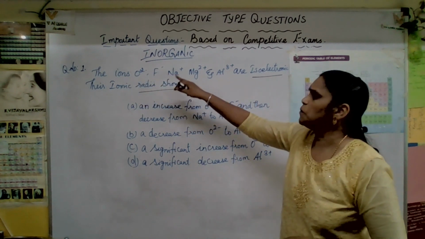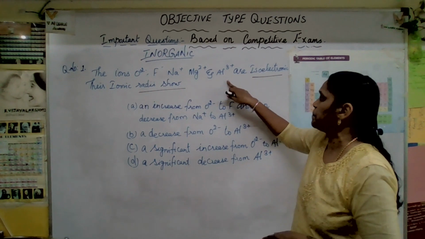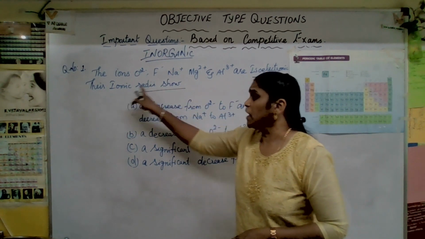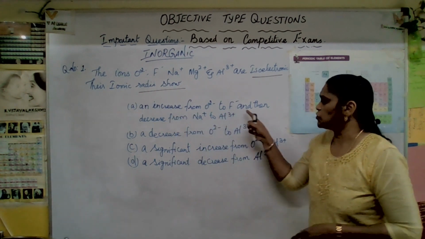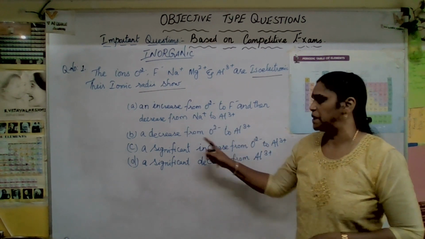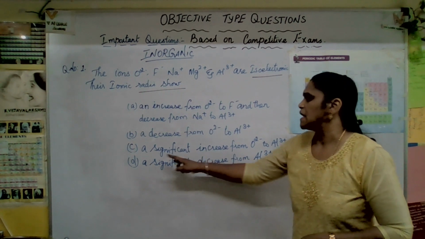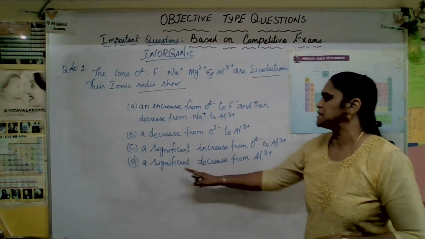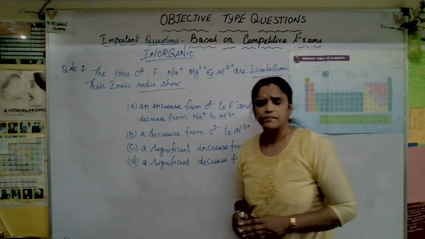The ions O2 minus, F minus, Na plus, Mg2 plus and Al3 plus are isoelectronic species. Their ionic radii show: an increase from O2 minus to F minus and then decrease from Na plus to Al3 plus; a decrease from O2 minus to Al3 plus; a significant increase from O2 minus to Al3 plus; a significant decrease from O2 minus to Al3 plus.